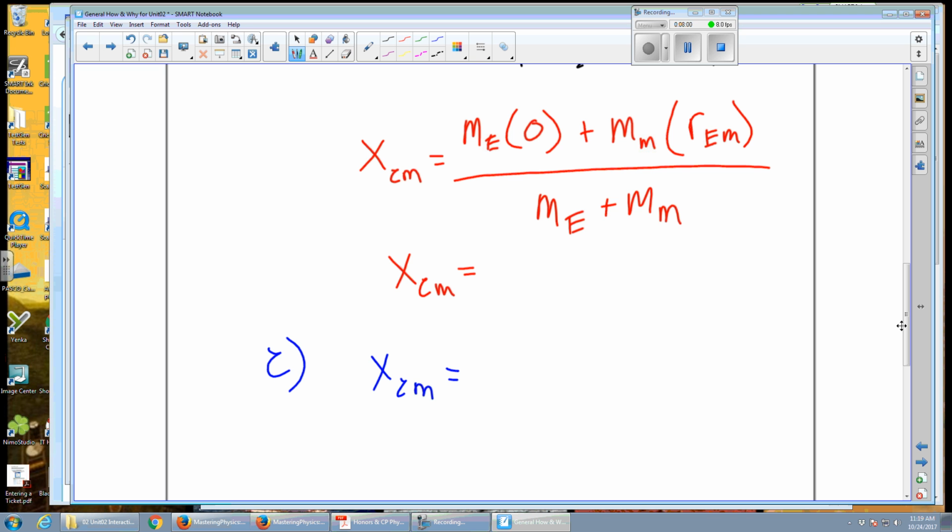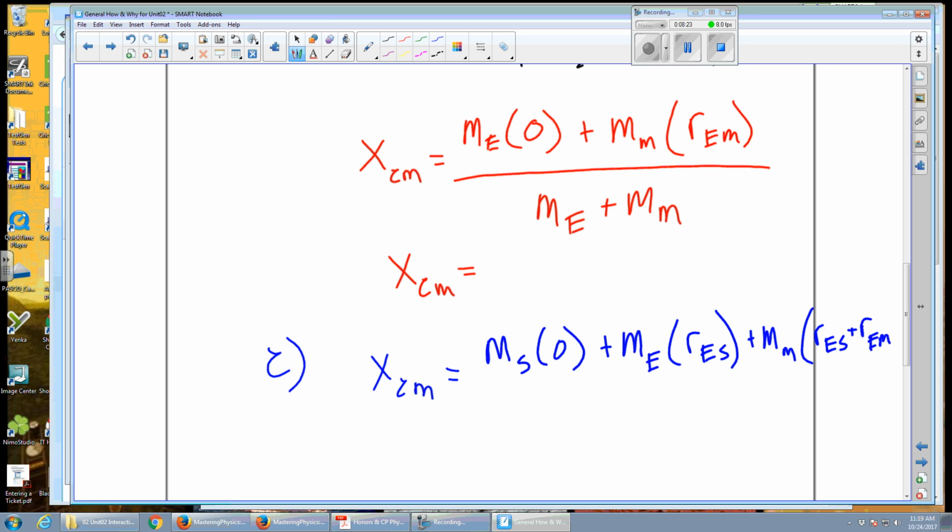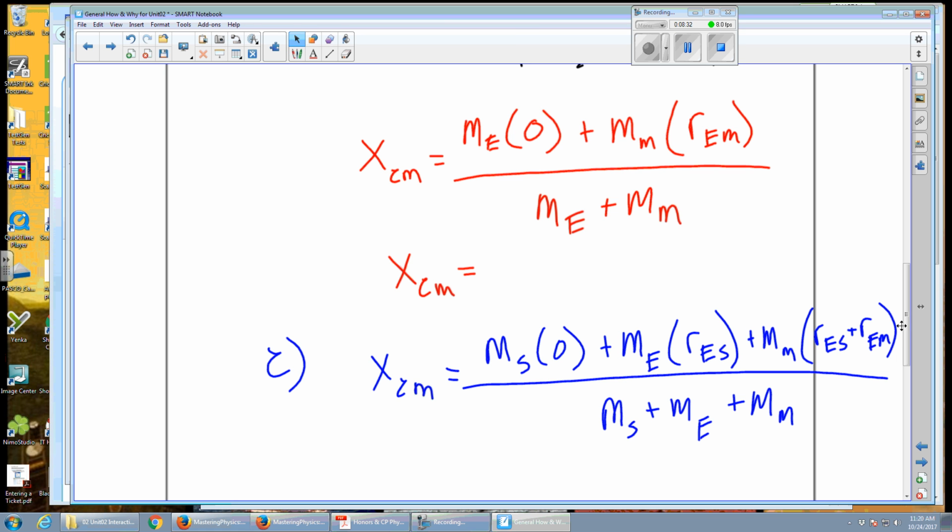All right, I'm going to just go ahead. I'm going to use the Sun as the first object, so it'll be 0 away. Use the Earth as the second object, so it'll be Earth to Sun away. And then use the Moon as the third object, and it will be radius of Earth to Sun plus radius of Earth to Moon away, as shown in the diagram. All over mass of the Sun plus mass of the Earth plus mass of the Moon. I agree.